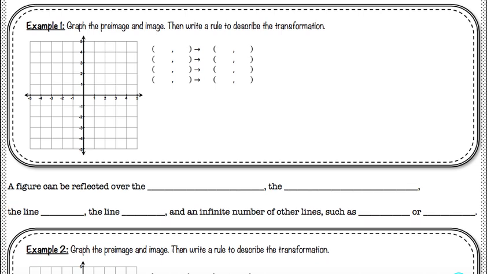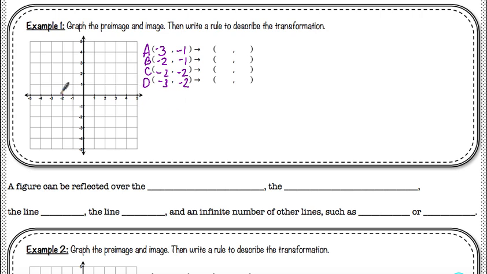Example 1 says, graph the pre-image and image, then write a rule to describe the transformation. So let me give you some coordinates that we are going to graph. The pre-image is A, B, C, D, and our pre-image happens to be a square. A is located at -3, -1. B is -2, -1. C is -2, -2. And D is -3, -2.